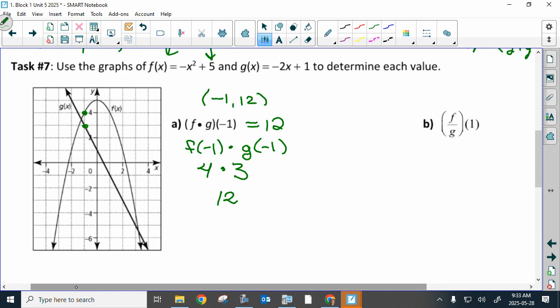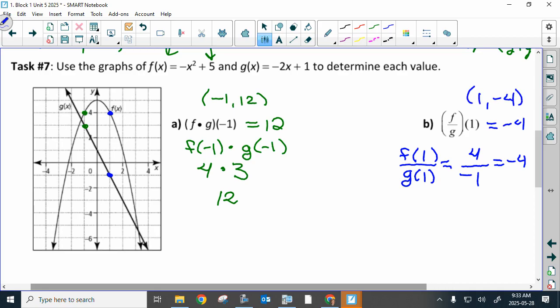Try f of 1 divided by g of 1. When you have the number, use the number. And just make sure you're putting them in the right order, right? Because order matters. So in this case, it actually doesn't. So f of, actually, yes, it does. F of 1 divided by g of 1 would be 4 divided by negative 1, which is negative 4. The resulting ordered pair on our quotient function is going to be 1 and negative 4.